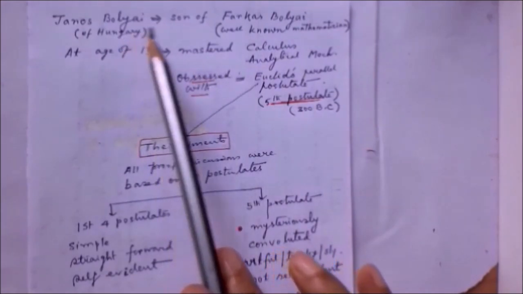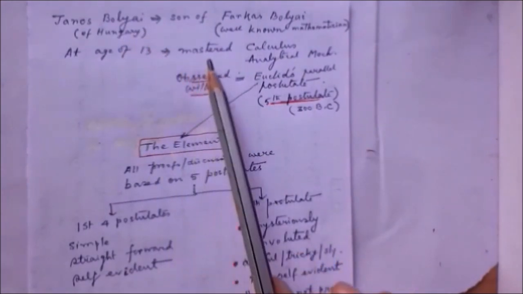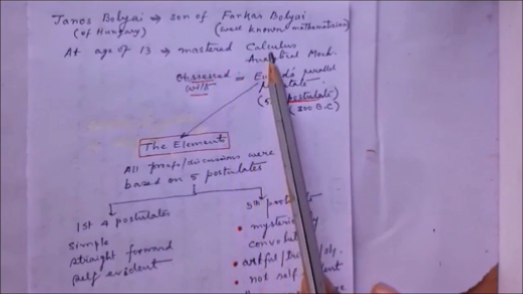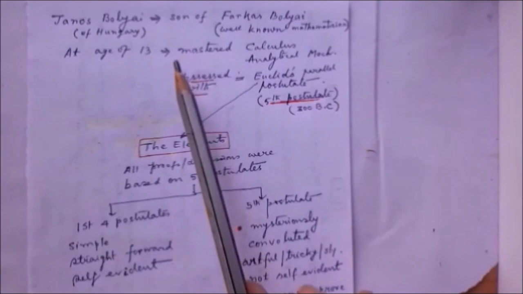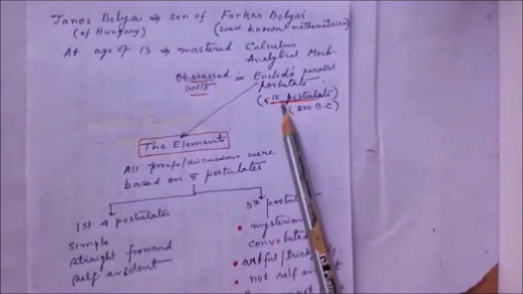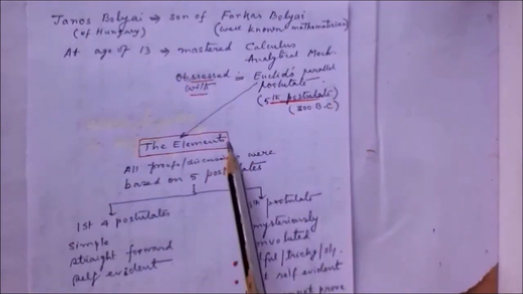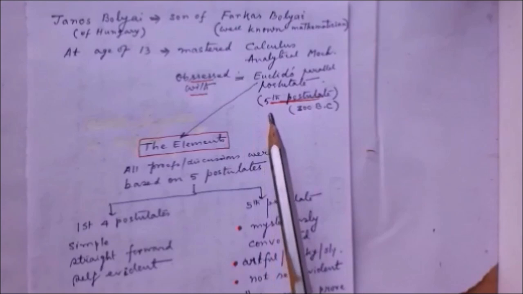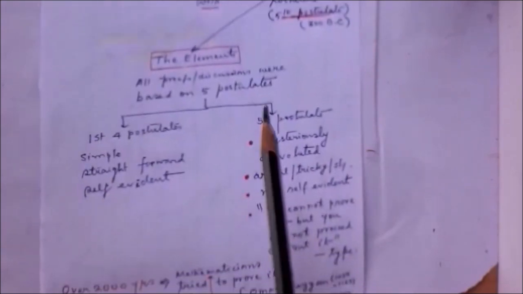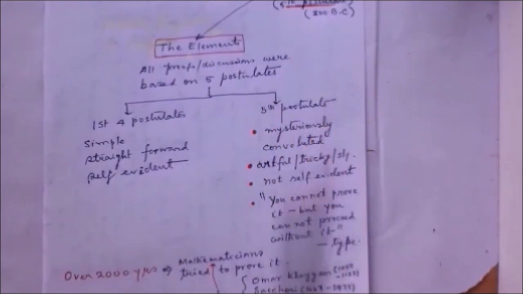Bolyai was brilliant and mastered the intricacies of calculus at a tender age, and subsequently was attracted to Euclid's fifth postulate. So Euclid's fifth postulate, which is also called the parallel postulate, comes into discussion again, and it did numerous times for over 2000 years. And there were reasons to do so.